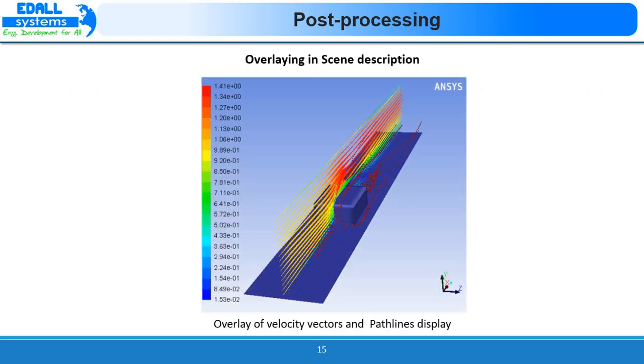So using this dialog box, we can alter some of the features, and here we can see overlay of velocity vectors and path line display. So both of them are merged together in a single display and we can visualize our results more clearly.